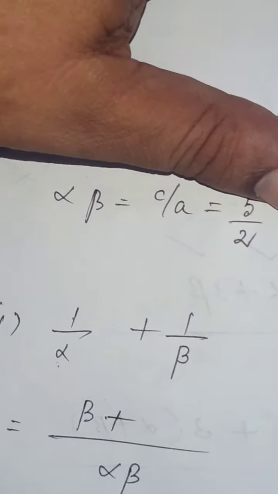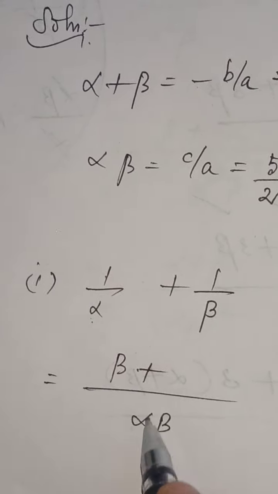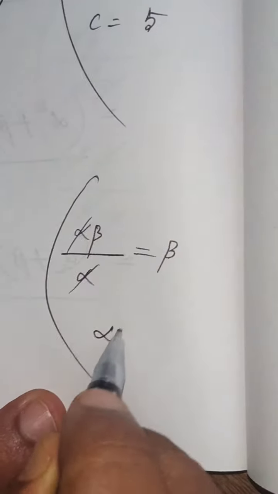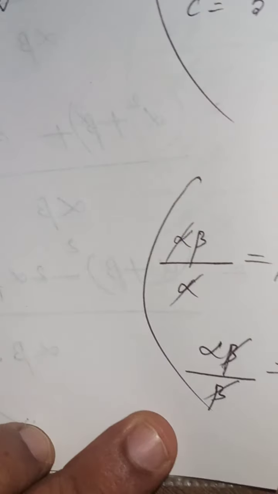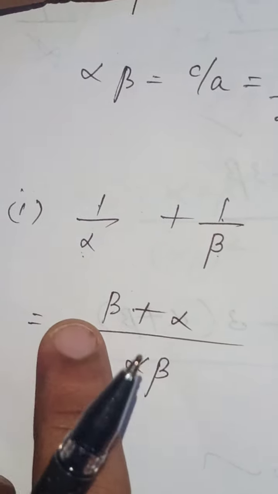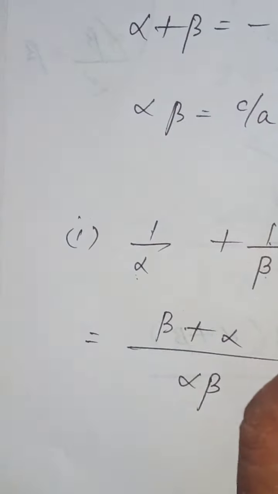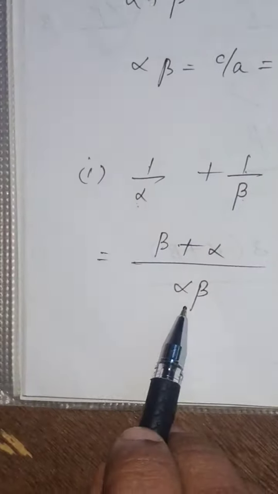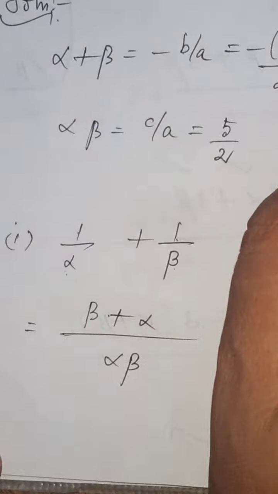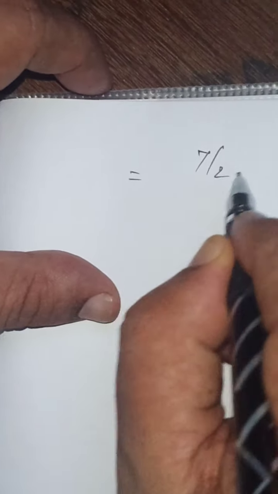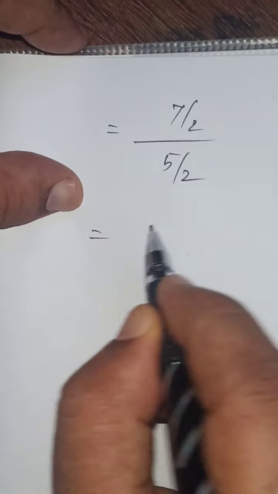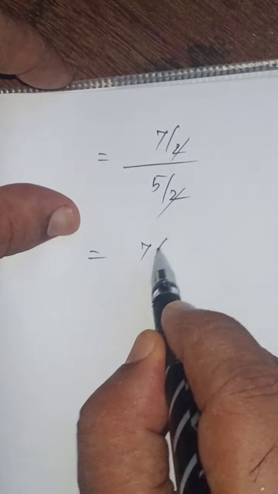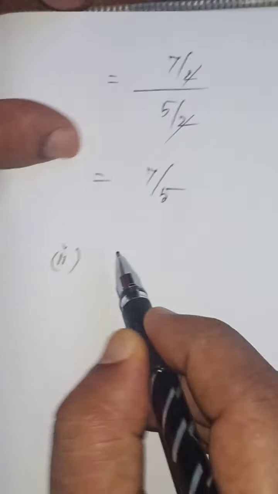So beta into 1 is beta. Here, alpha beta, the LCM, divided by beta: beta and beta get cancelled, leaving alpha. So alpha into 1 is alpha. Beta plus alpha, or alpha plus beta, is the same. Alpha plus beta value is 7 by 2, alpha beta value is 5 by 2. I write here 7 by 2 divided by 5 by 2. Can directly cancel these two. So what is the answer? 7 by 5.